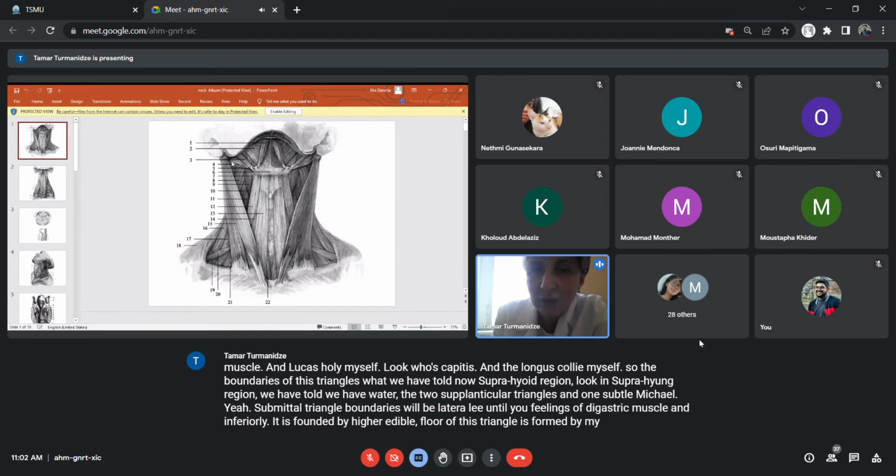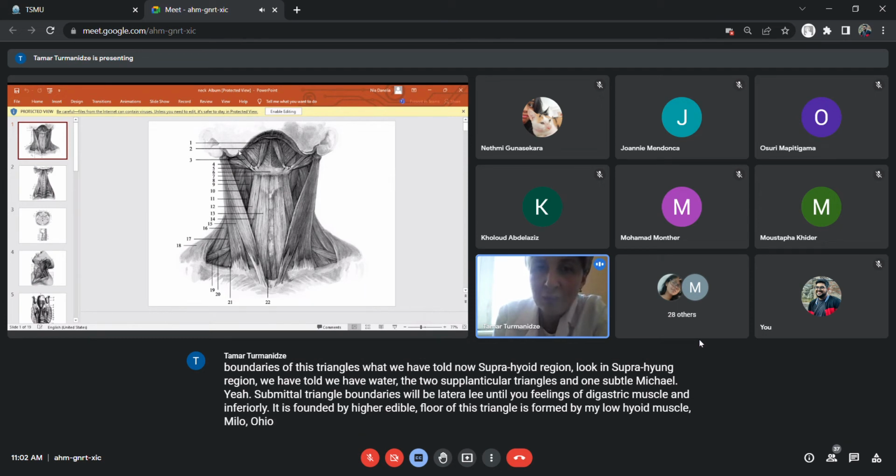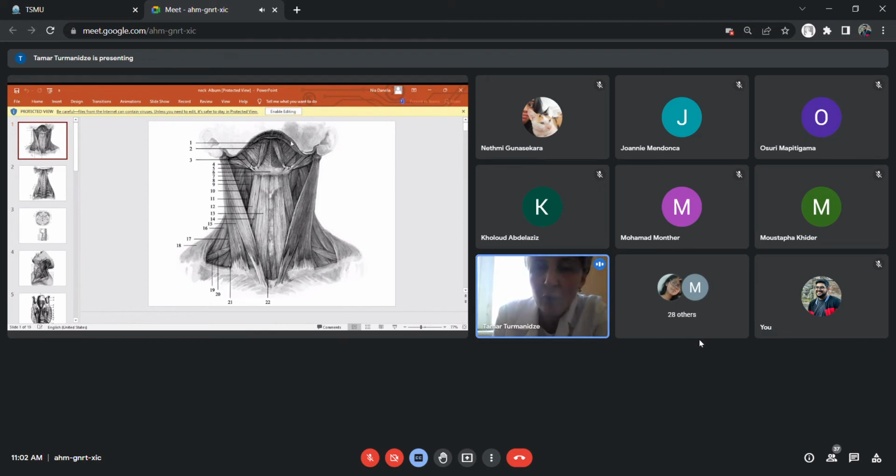Submandibular triangle boundaries will be the lower margin of the mandible. Medially, it will be bounded by the anterior belly of the digastric muscle, and inferiorly, it will be bounded by the posterior belly of the digastric muscle. The floor of this triangle is formed by the mylohyoid muscle and also by the hyoglossus muscle. Both muscles form the floor of the oral cavity.